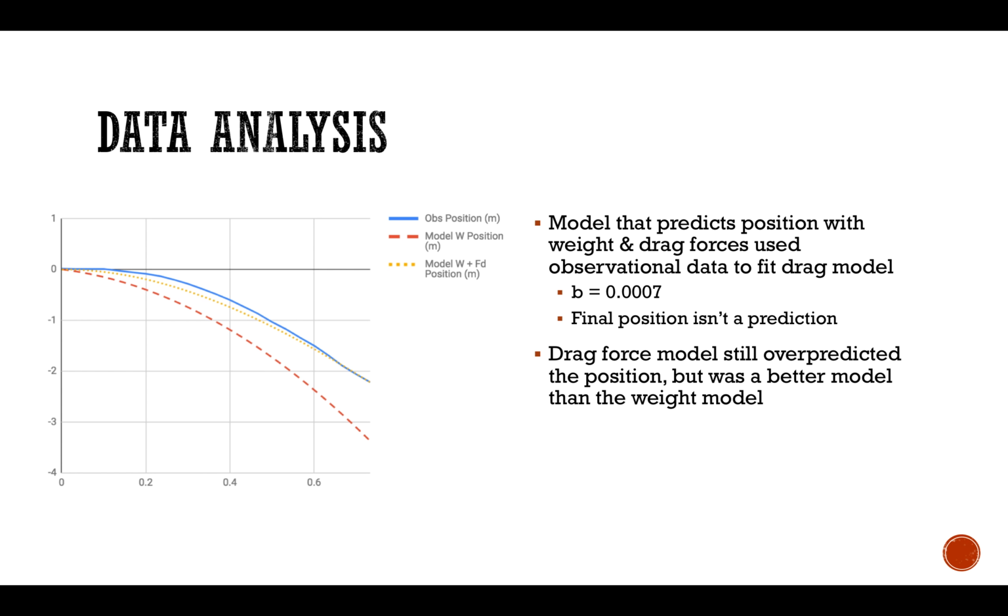The final bit of data analysis compares both models to the observational data. As we can see here, our model that predicts the position using both the weight and drag forces is much more accurate than the model that predicts the position based on just the weight force alone. However, we used our observational data to fit the drag model, so the final position isn't actually a predicted position. Instead, the middle of the graph, from approximately 0.1 seconds to 0.6 seconds, is the predicted output, and this demonstrates that the drag model still overpredicted the position. Overall, the model that includes both the gravitational force and the drag force is the best predictor of the object's position.